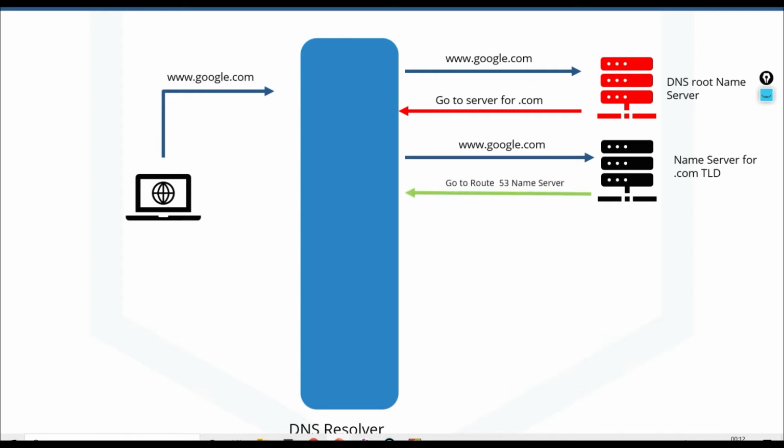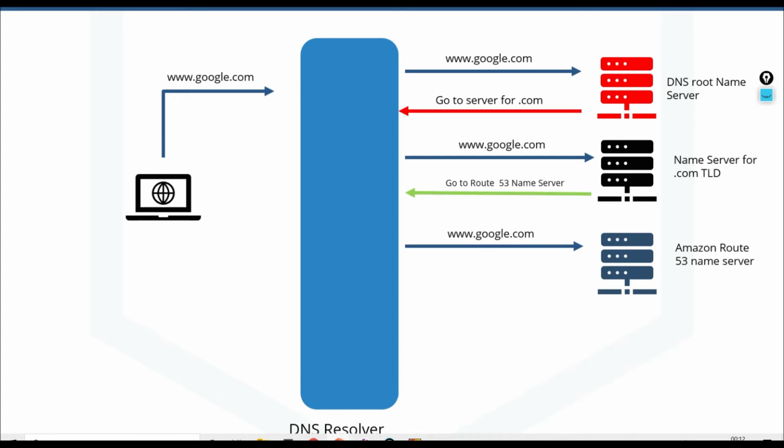So the DNS resolver, after getting the Route 53 name servers, will pick one of the name servers and connect to the Amazon Route 53 name server. Now it gets the name google.com. It will check its records and say okay, google.com is mapped to this particular IP address, and it will send the corresponding IP address mapped to the URL back to the DNS resolver.